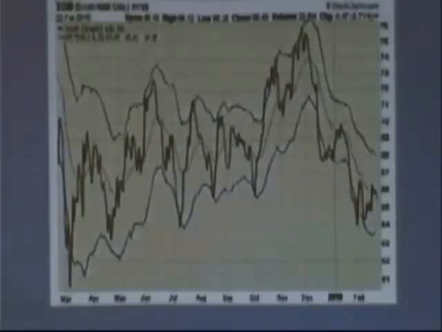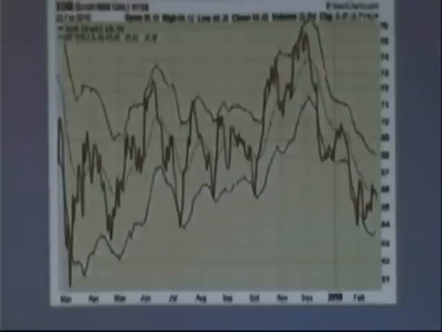And now here's an example. ExxonMobil right here is on a sell signal, and the 50-day and 100-day is on a sell signal. The 1 month and 20-month is on a sell signal.